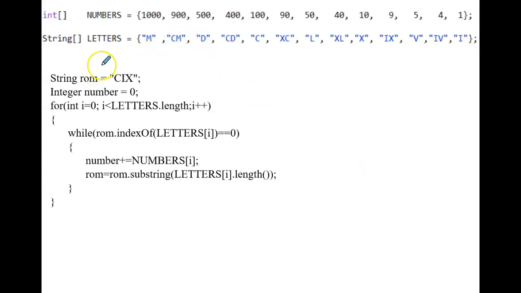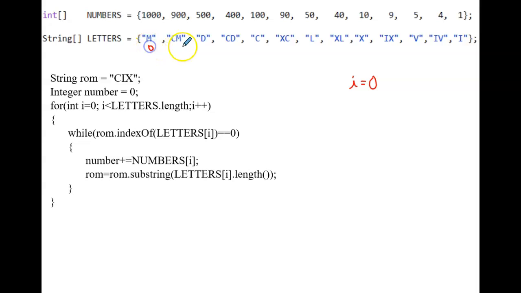Okay, so we're going to code trace our way through this algorithm, and our string ROM is the Roman numeral CIX, and number is going to start with 0. And for our outer loop, I is going to begin as our loop variable at 0, and it's going to proceed through the length of the letters array.